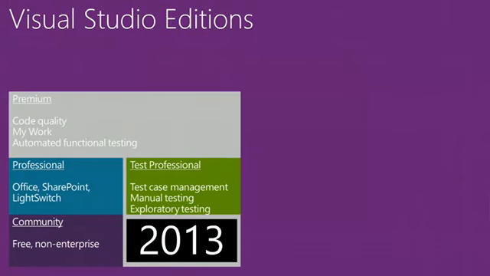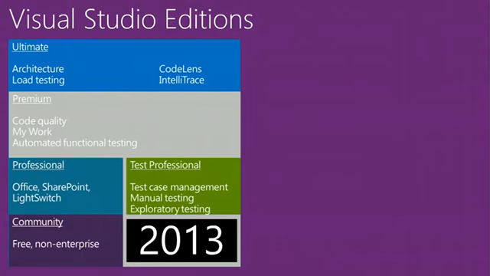Overarching that, we had our premium tools, which then brought in what I would class as our code quality tools, a little bit of automated functional testing tools through Coded UI, and some stuff to do with collaboration through something that we called My Work, which enabled you to work with TFS and Visual Studio Online in an optimum way. Finally, we had an Ultimate Edition, which brought in numerous other tools, some of which are our architecture tooling, the load testing tooling that Valerie will be talking about later, IntelliTrace, and CodeLens.